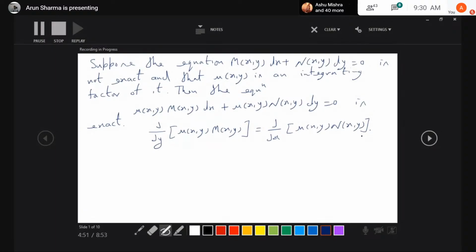So this is the definition. Now this term has become mu M and this term has become mu N. So this equation is exact if and only if del y of this term equals del x of this term. You understood it or not? Last time we also proved this theorem, right? Yes, sir.